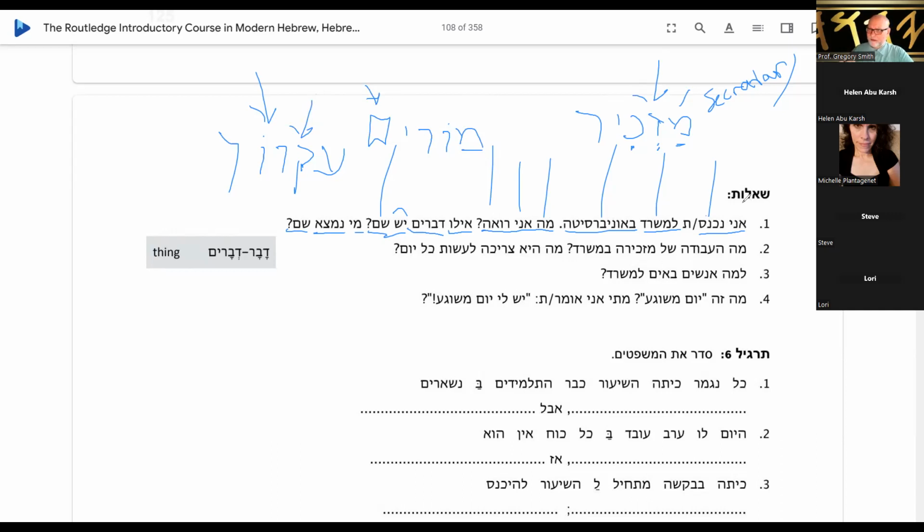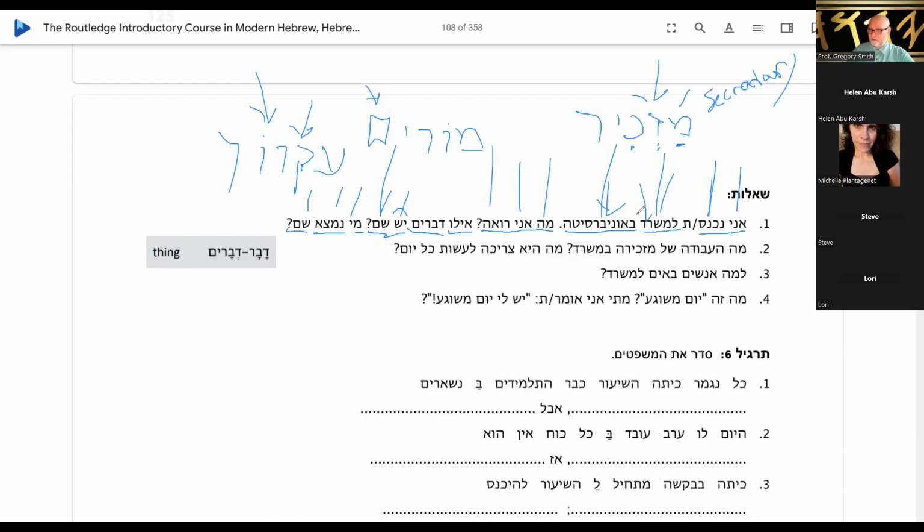So it's kind of like a scenario they're building for you. So ani niknas lemisrad. So I am entering the office, ba'universita. Ma ani ro'e, and what do I see? Elo davarim. I see many things. Yesh sham. There are many things there. Minim she'sham. Okay, so what is located there? You see many things there. What is located there in the university?